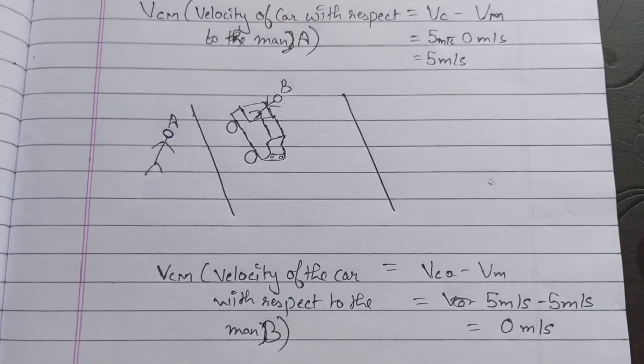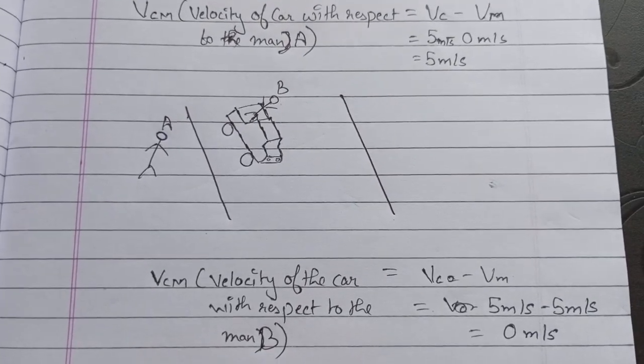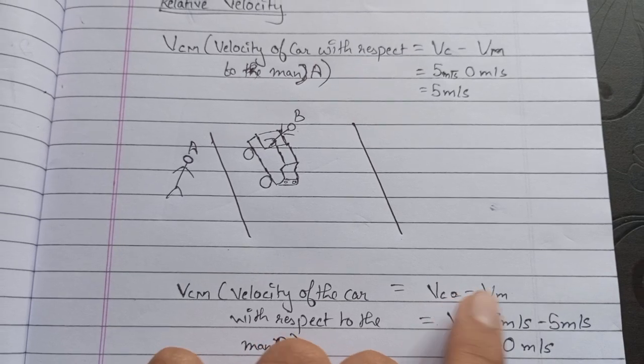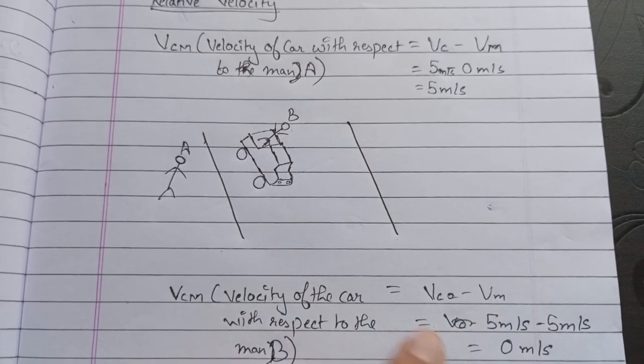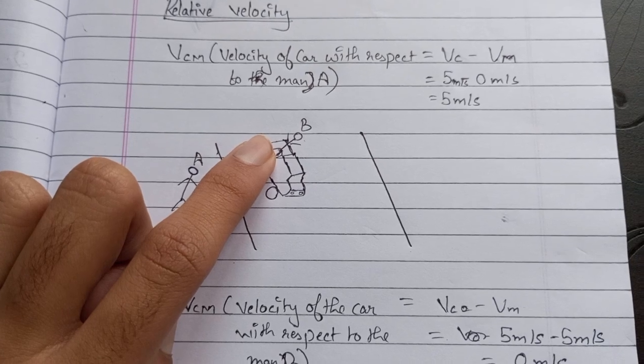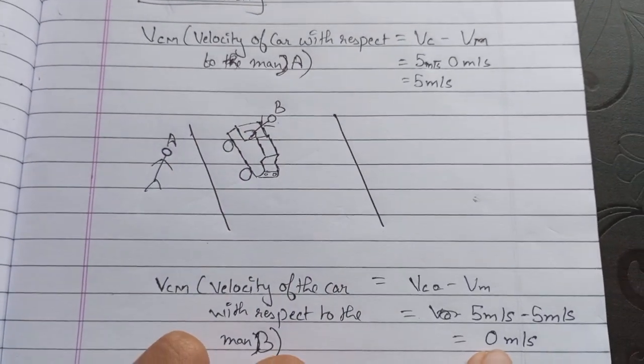Now just imagine we need to find the velocity of the car with respect to man B. To do that, we have to subtract the velocity of man B from the velocity of the car. And as the velocity of the car is the same as the velocity of man B, it would be 0 meter per second.